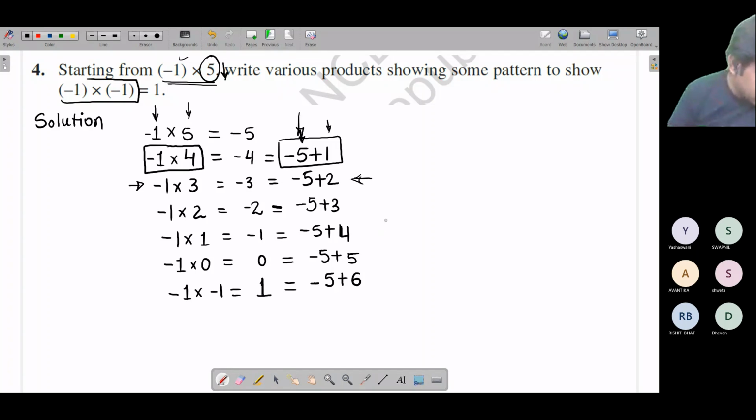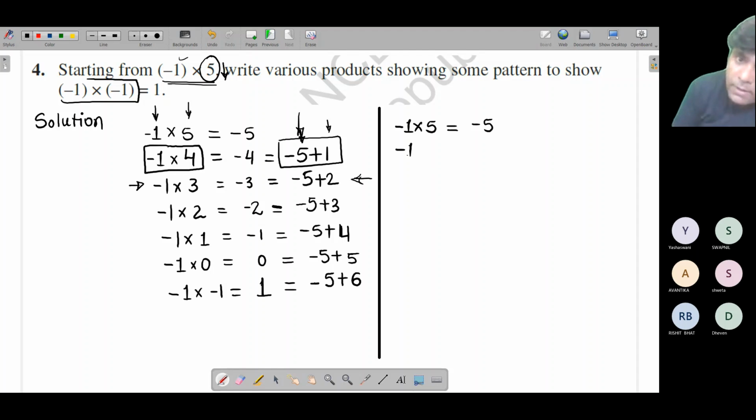You can find another sequence. Can you find another sequence? Again, observe that -1 into 5 is equal to minus of 5. Okay, -1 into 4, which is minus of 4. Can you write this minus of 4 as minus of 5 plus 1?